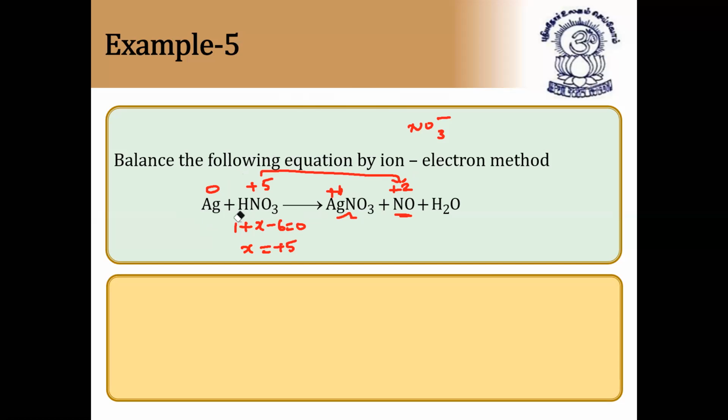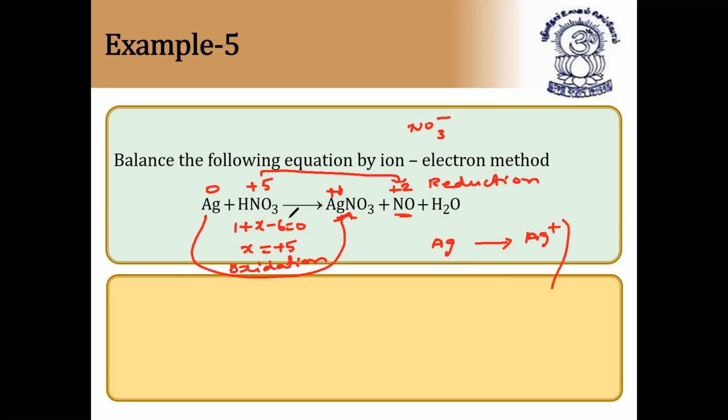Yes, 0 to 1. So it is a 0 to 1 increase in oxidation number. So this is oxidation, and this is reduction. It's called what? Reduction. So straight away you take these skeletal equations. Ag changes to Ag+. That is the oxidation half reaction.